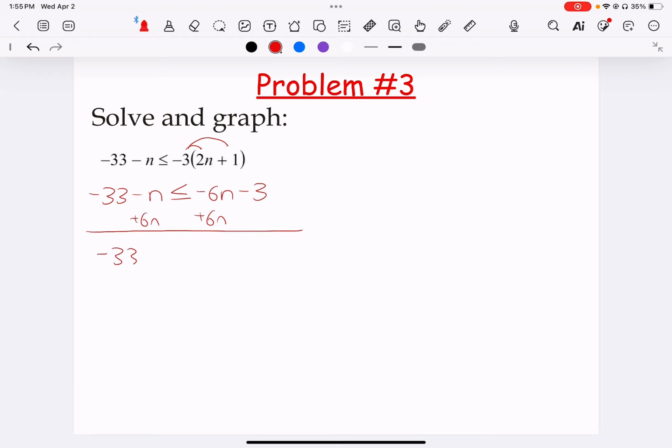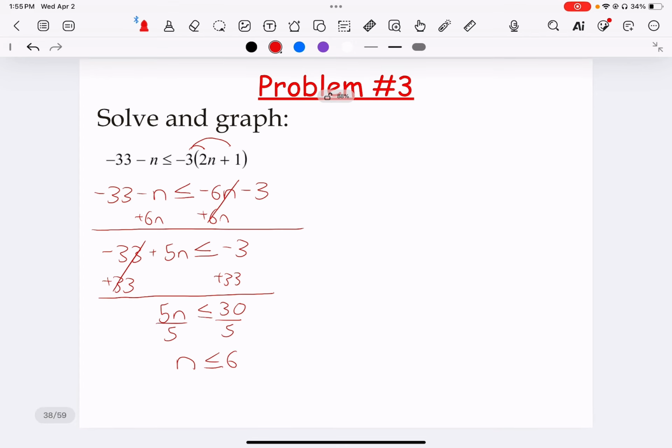I'm left with negative 33 plus 5n is less than or equal to negative 3. I can add 33 to both sides. That cancels out. I'm left with 5n is less than or equal to 30. Now I can divide both sides by 5, and since I'm dividing by a positive 5, I do not have to flip my sign. And I'm left with n is less than or equal to 6.